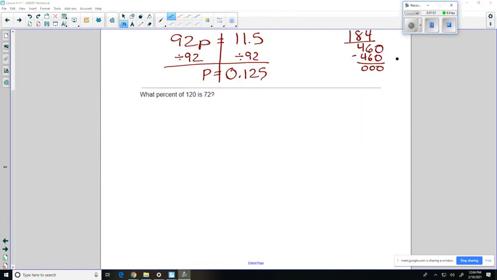The next one's for you to try. It's a very similar question. It says, what percent of 120 is 72? So some percentage of 120 is 72. Figure it out. We'll talk about it in class.